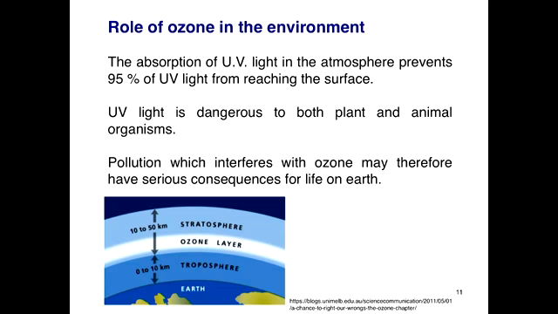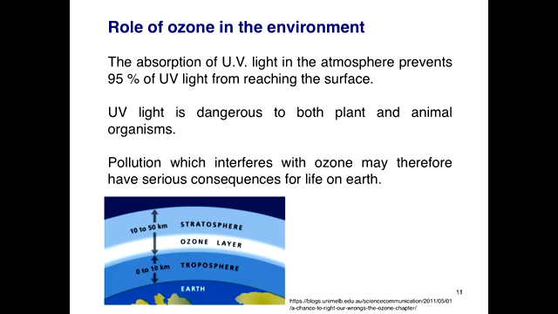Down at the ground level, ozone is quite toxic and is considered a pollutant. But in the upper atmosphere, it's absolutely critical for life because of the UV light it absorbs. UV light is very dangerous to both plant and animal organisms, but having a decent concentration of ozone in the upper atmosphere protects us from that.